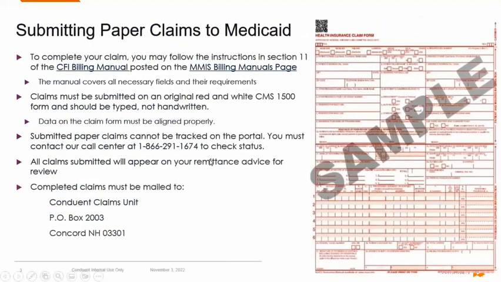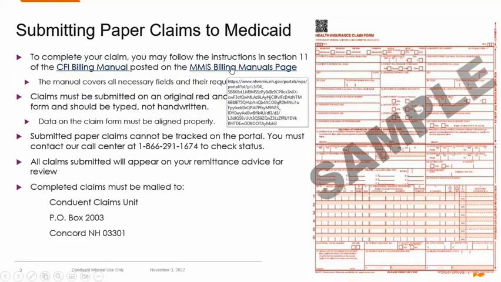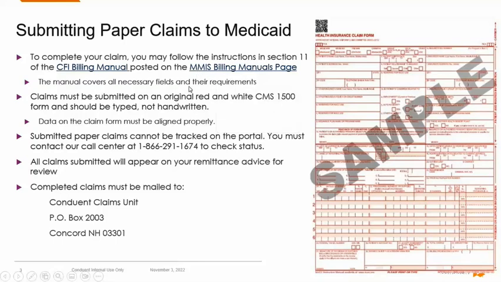Okay. So with submitting paper claims to Medicaid, there's a few things to know. To complete your claim, there are certain fields that are required. Those fields are in the CFI billing manual, which we've linked here for you. And that manual can be found on the MMIS billing manuals page. But the CFI billing manual goes over every single required field.